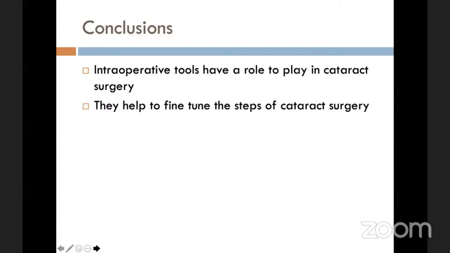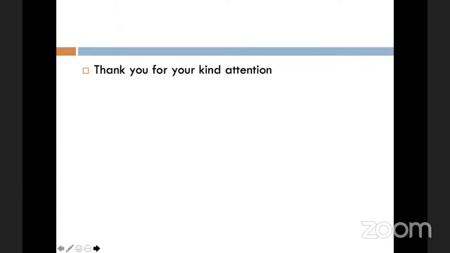So, to conclude, intraoperative tools have a role to play in cataract surgery, and they help to fine tune the steps of the cataract surgery. And the tools and the techniques are getting modified, and over a period of time, I think there'll be more fine tuning into it, and it will get only better. Thank you very much for your kind attention.